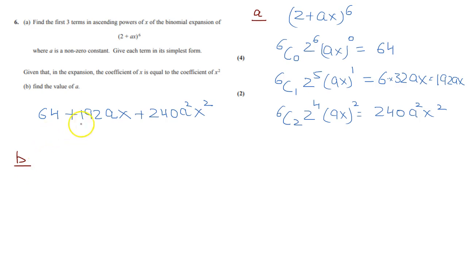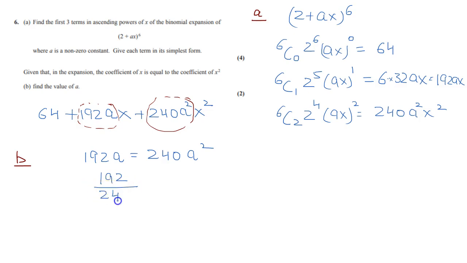Now part B, given that in the expansion the coefficient of x is equal to the coefficient of x square. Coefficient of x, as I told you earlier, is any number written without x. So this is the coefficient of x and this is the coefficient of x square. They are equal. So what we say, 192a is equal to 240 a square. We can simply cancel a. So 192 over 240 is equal to a. So that is the value of a. If you want to simplify, you simplify it. You can write it, because they have just written find the value of a.